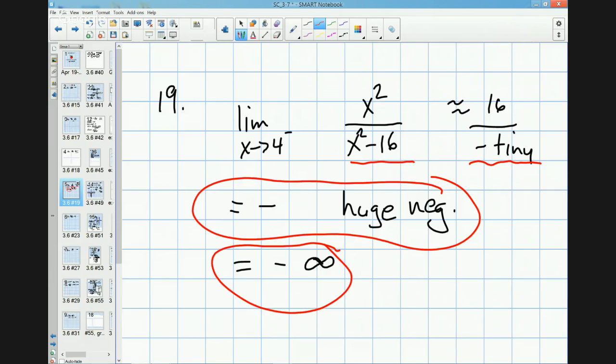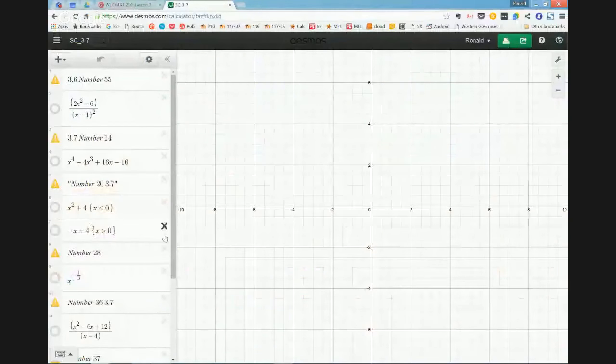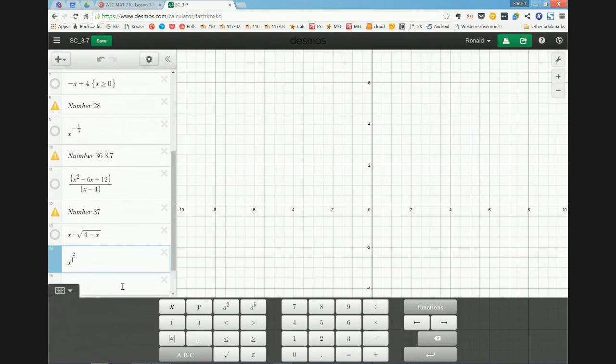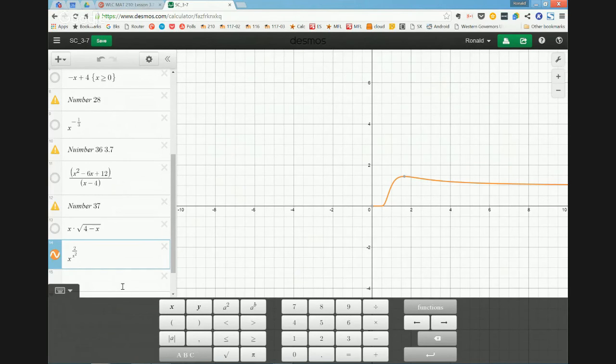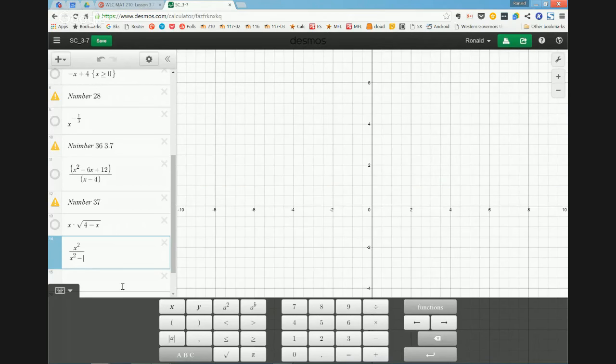The other thing you can do is look at a graph. So I'll just come over here into Desmos, and let me put the expression in. x squared divided by x squared minus 16. So here's the graph.